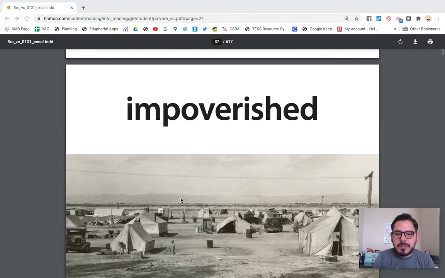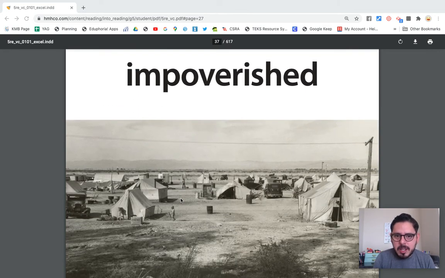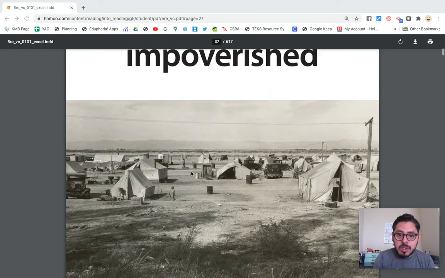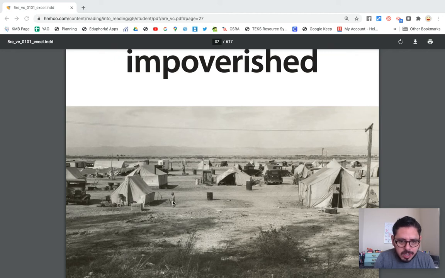And here's the last one. Impoverished. I'm gonna say that again. Impoverished. You can see the picture. It's not a fun word to say, right? Impoverished. And you see that people are lacking a real house. They're living in tents. So what would impoverished mean? Pause the video, come back when you have it. Jot it down. All right, let's see if you got it right.